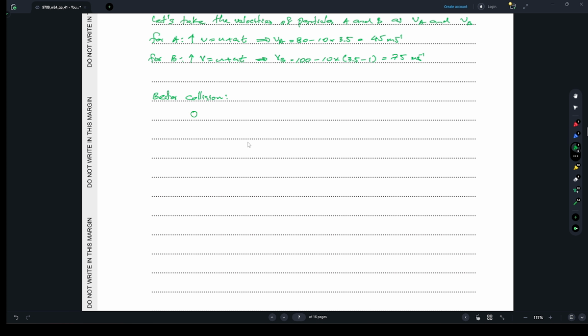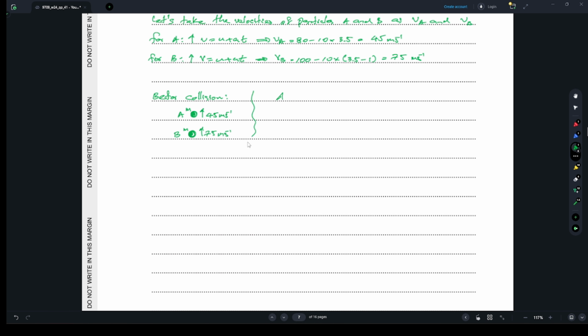Before collision, what happened? Here we have particle A, let's say the mass is m. It's moving with 45. And behind that, particle B, let's say they are the same, reaching with 75.